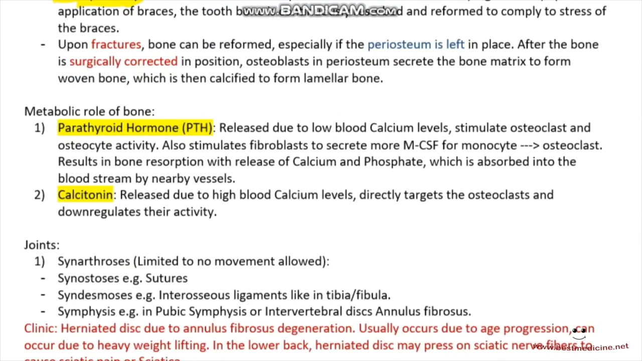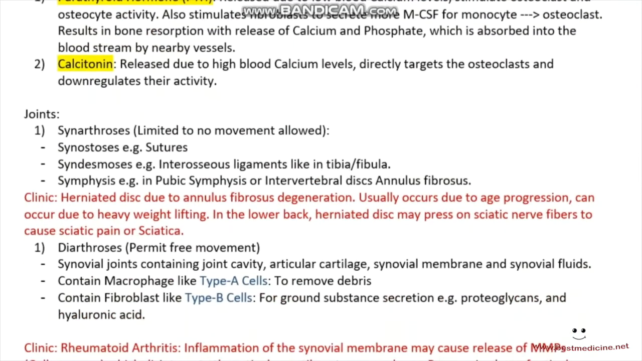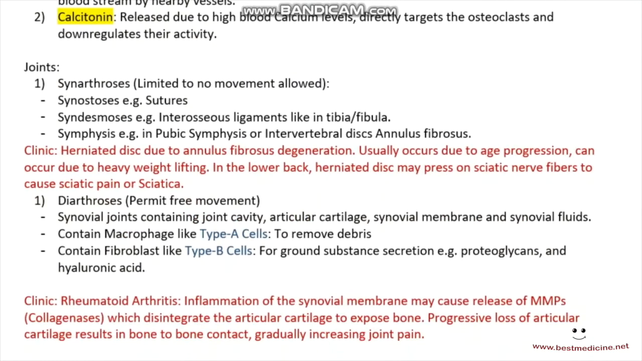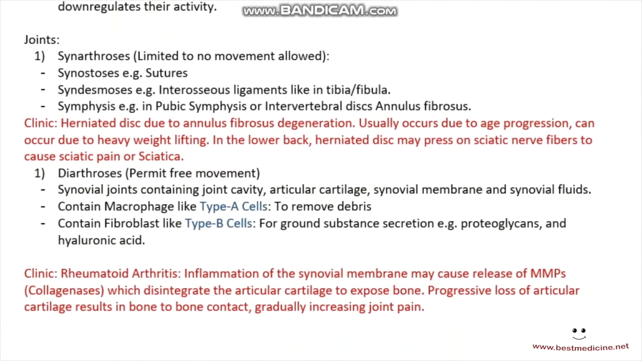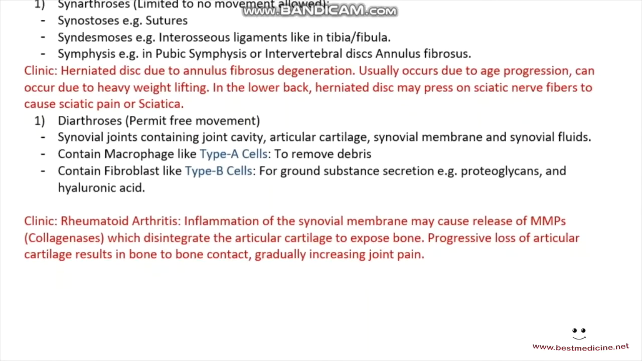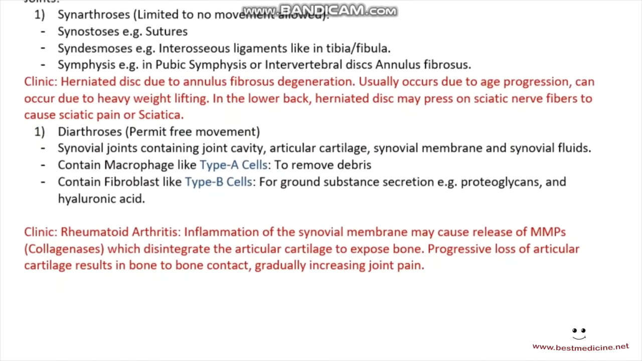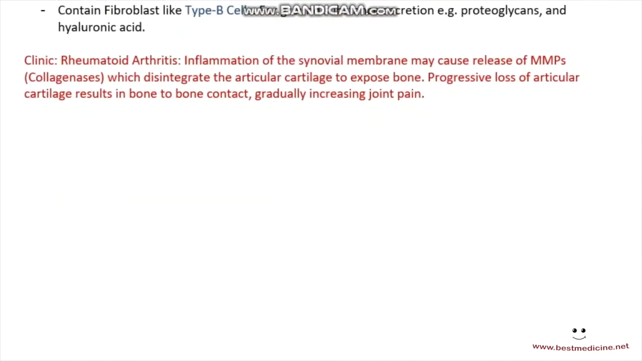Then we have the metabolic role of bone, which is basically that bone can be used as a storage of calcium, and in low blood calcium levels, we can actually stimulate the bone's osteoclasts to release more calcium. We've already looked at how that happens with the parathyroid hormone and the calcitonin and so on. Joints, I think you study more in anatomy. There are different kinds of joints, like those that do not allow any movement, those that allow some movement, and those that allow free movement, like synovial joints and articular joints.